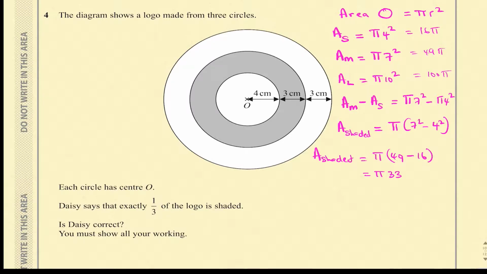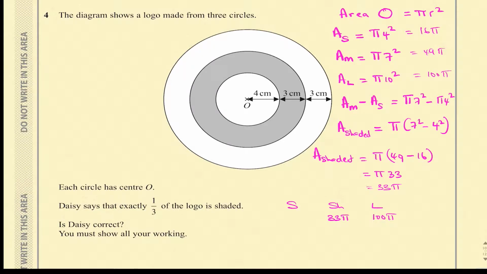Now to work out the ratios, the shaded area is 33 pi. So to work out the ratio, we have small area, shaded area, and then the large area. The shaded area is 33 pi, and the large area is 100 pi.